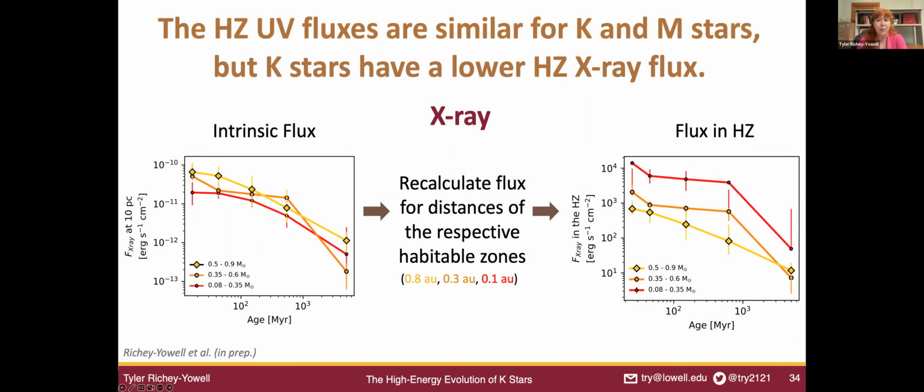In the X-ray, though, we actually see that the intrinsic flux here is quite similar between M stars and K stars, which means that in the habitable zone, we do see an order of magnitude lower flux for K stars than for late M stars.